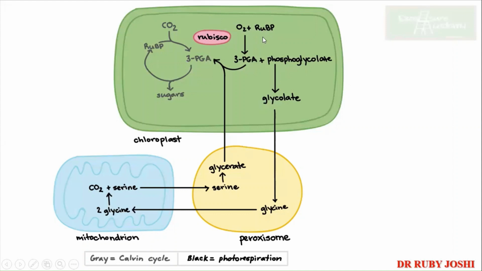When 1 carbon is added to 5 carbon RuBP, you get 2 molecules of 3-phosphoglycerate. This is 5 carbon, this is 1 carbon. So you get here 2 molecules of 3 PGA. Now when it is oxygen only, there is no CO2. So you get 1 molecule of 3 PGA, which is 3 carbon, and here 1 molecule of phosphoglycolate, which is 2 carbon.